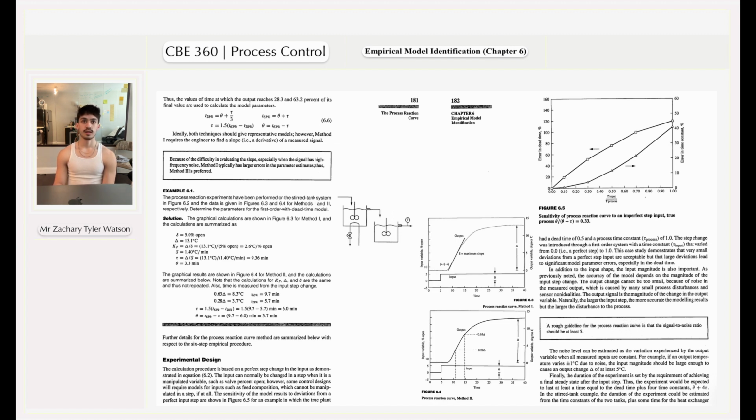Example 6.1. The reaction experiment has been performed on the stirred tank system in figure 6.2, and the data is given in figure 6.3 and 6.4 for method 1 and method 2, respectively. Determine the parameters for the first order with dead time model.